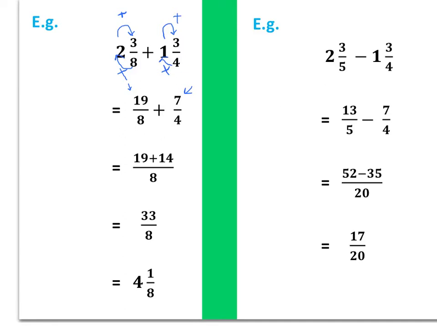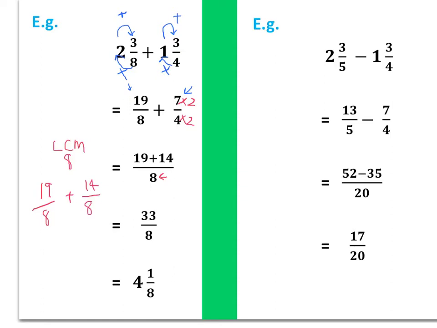Our second step here is to change them to have a common denominator. So our lowest common multiple of 8 and 4 is 8, so our 19 stays the same. We had to multiply our 4 by 2 to get to 8 here, so we're doing the same to the 7, so we end up with 14 over 8. You could have working out that looks like this, if you like. It means exactly the same thing.